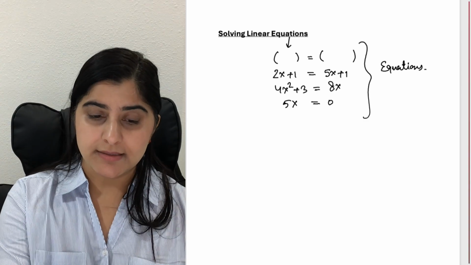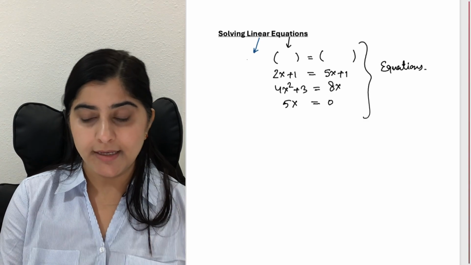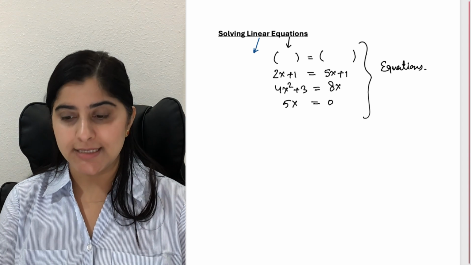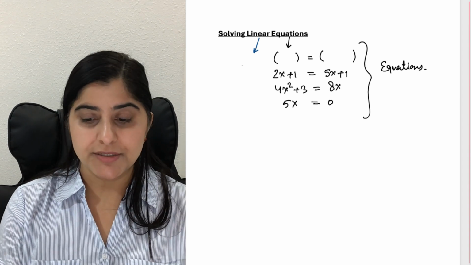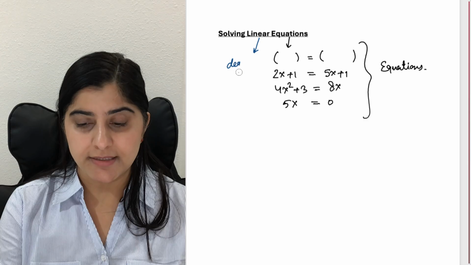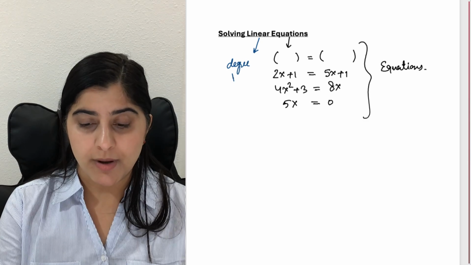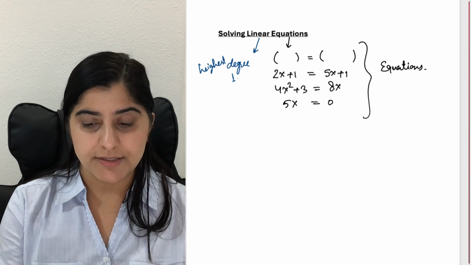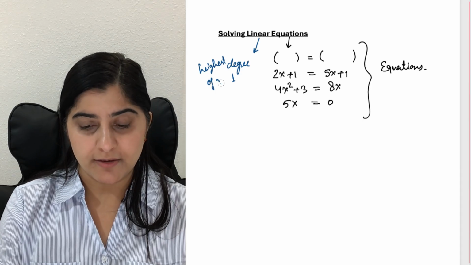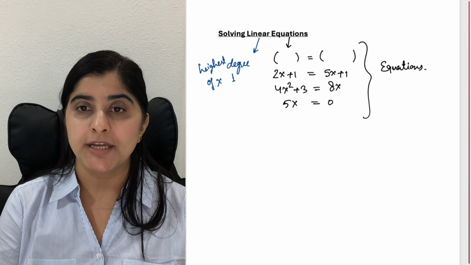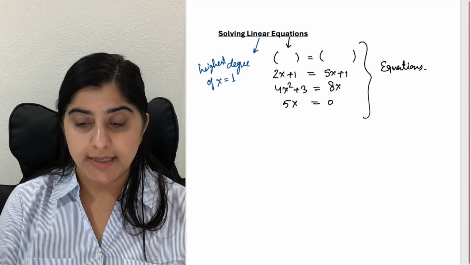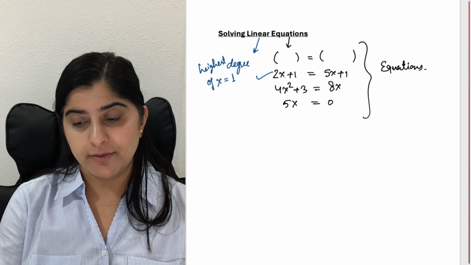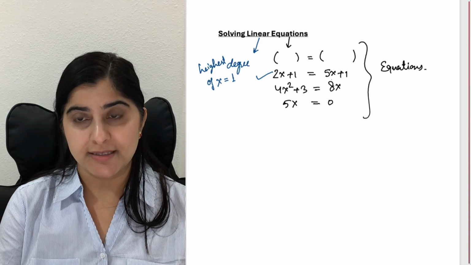So now the next thing is, what do we mean by linear? What are linear equations? Not every equation is a linear equation. Linear equations are those equations where the highest degree of the variable is 1, whether the variable is x or y, whatever variable we are using, the highest degree has to be 1. For example, this is a linear equation, the highest degree of the variable x is 1.